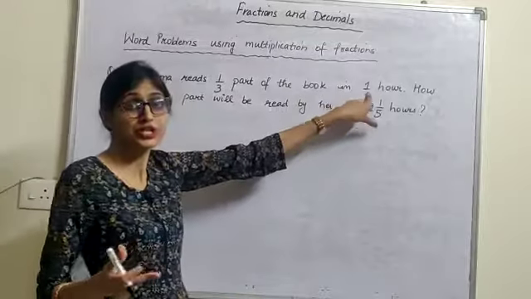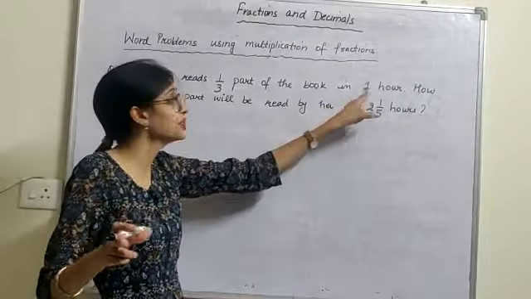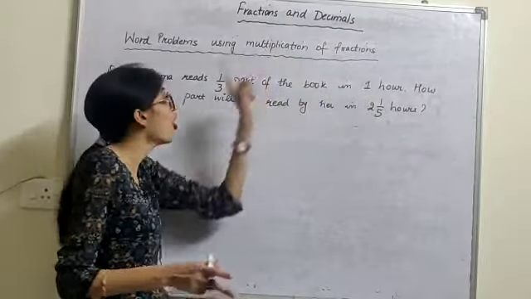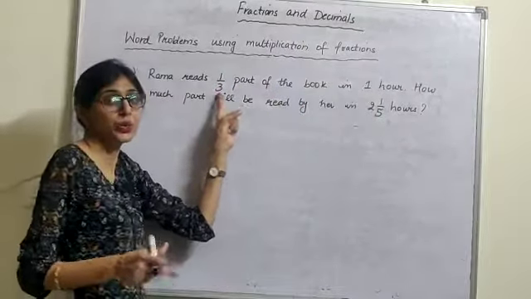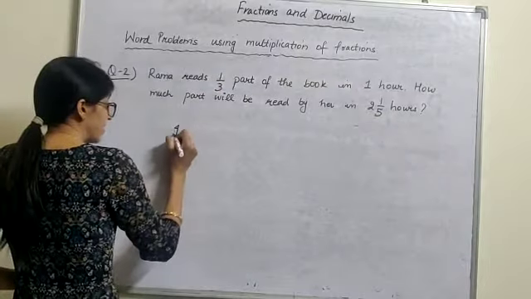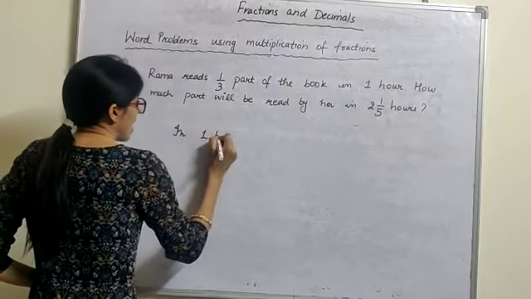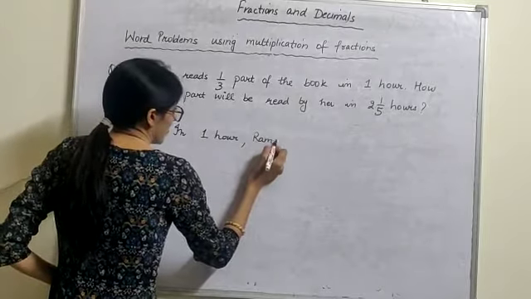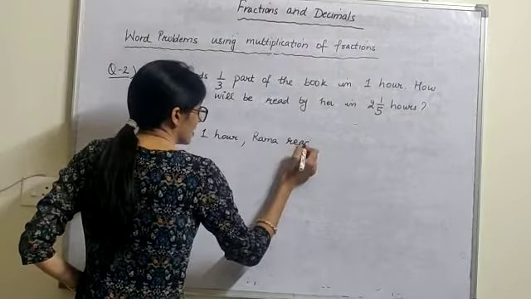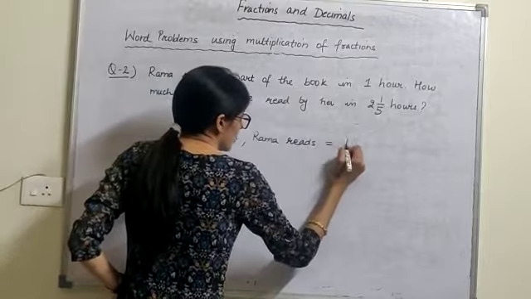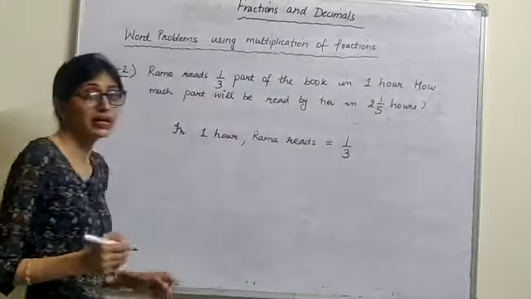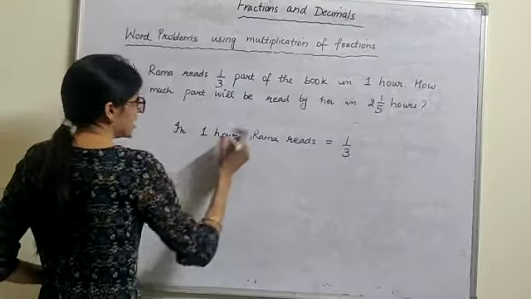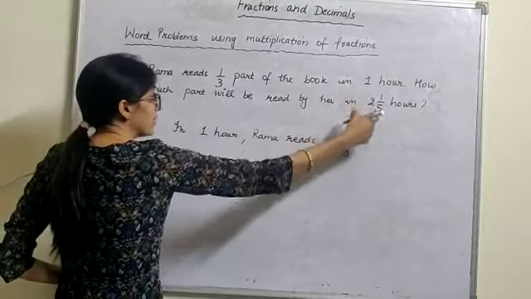But in this question, one benefit is given to you, that in this, a single unit answer is already known in the question. That is, we have been given that in 1 hour Rama reads 1 by 3 part. A single unit is given to you. So you have been asked in 1 1 by 5 hours.